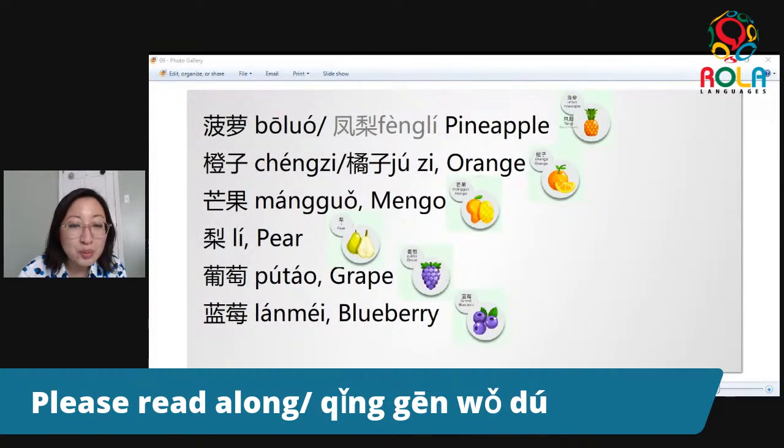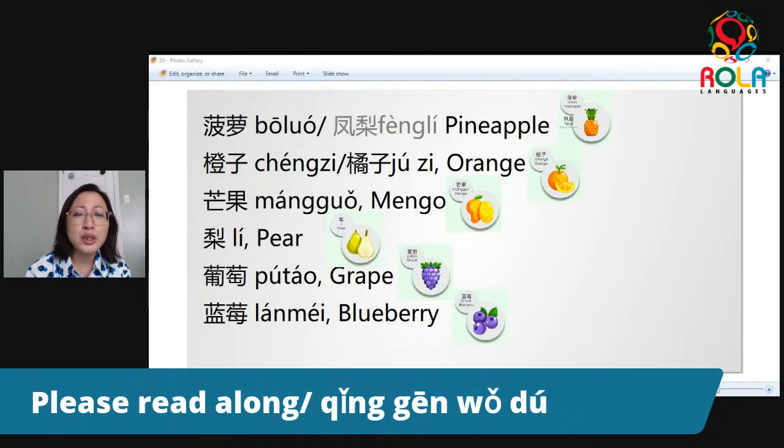Next one, pineapple. As you can see from the tiny little logo, it is a pineapple. But we have 2 ways of calling it. One way, the first one, 请跟我读, it is 菠萝. And the second way of calling it, I made it into a lighter color because that's a less used way. 凤梨. So 菠萝 is usually what people call pineapple in mainland China, and 凤梨 is usually what people call pineapple in Taiwan.